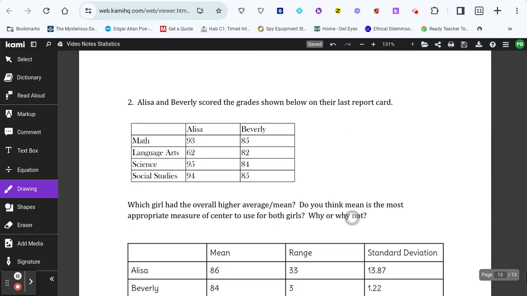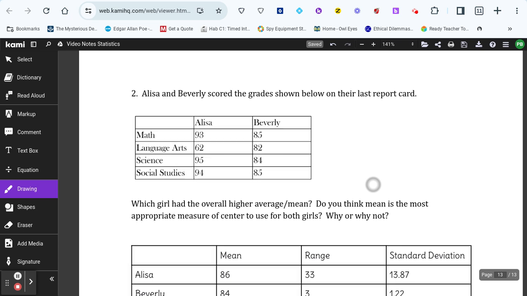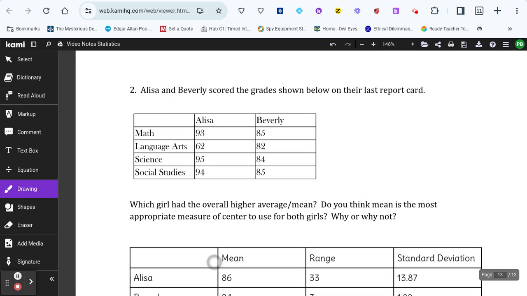All right. Alyssa and Beverly scored the grades shown below on their last report card. Which girl had the overall higher average? And do you think mean is the most appropriate measure center to use for both girls? Why not? Okay, let's talk about which one had the highest average.